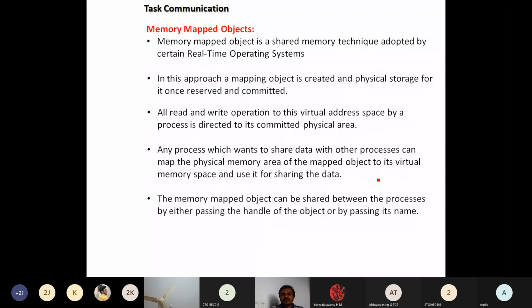The memory mapped object can be shared between the processes by either passing the handle of the object or by passing its name. As we discussed here, we may pass it a respective name. The same memory is given a name for all the processes. The name remains the same, but identification is based on the respective process: process 1 dot name, process 2 dot name, process 3 dot name, like that.